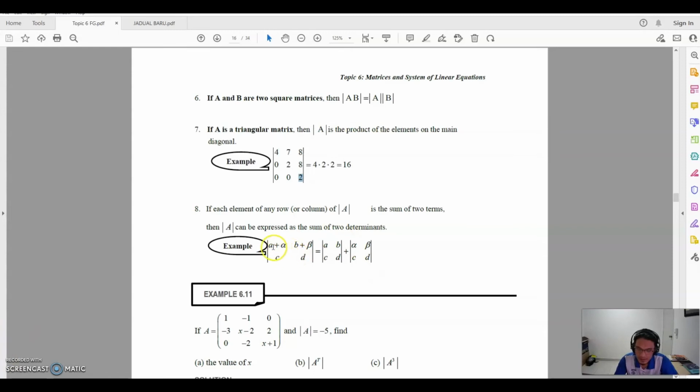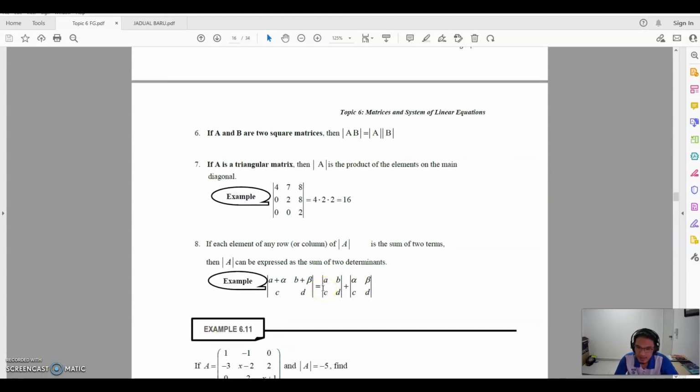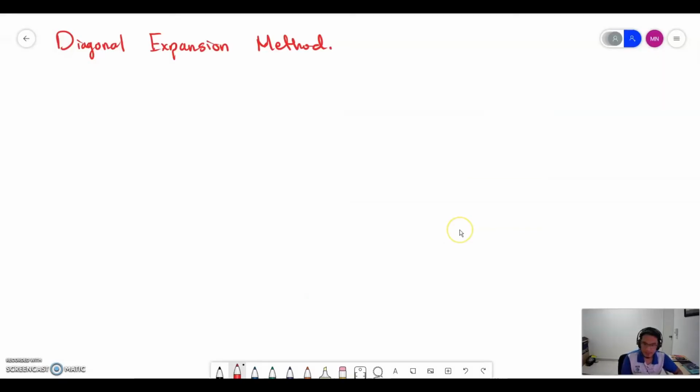As you can see here, this matrix has the first row as A plus alpha and B plus beta. In this situation, the determinant for this matrix will be equal to the sum of two separate matrices, which is A, B, C, D plus alpha, beta, C and D. Okay, so that is the property for determinants. Now let's discuss the second method to determine the determinant, which is by using the diagonal expansion method.